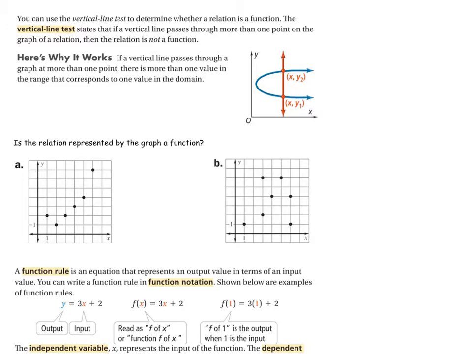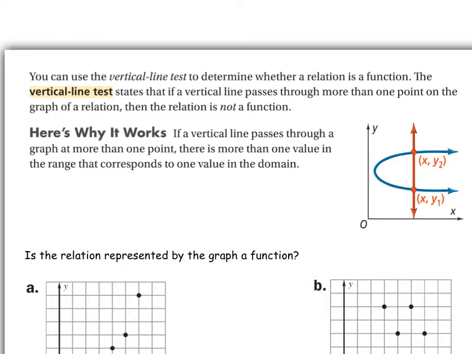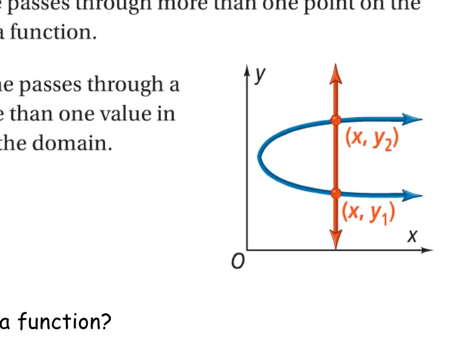So the first thing, to determine whether or not a graph given to you is a function or not, you use what's called the vertical line test. Okay? So the vertical line test states that if a vertical line passes through more than one point on the graph of a relation, then the relation is not a function. So let's take a look closer here.